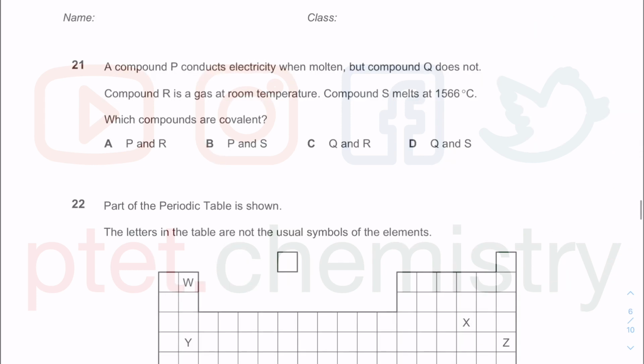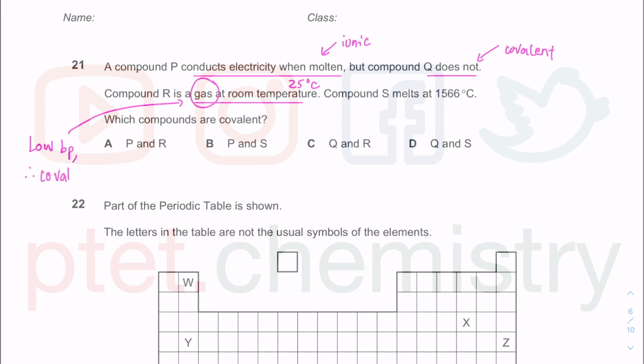Question 21, so one compound conducts electricity when molten, but compound Q does not. So this must be covalent, and this must be ionic. Compound R is a gas at room temperature. Room temperature means 25 degrees Celsius. You learn this under states of matter, solid, liquid, and gas, topic 1, as well as your lower secondary science before you go up to upper secondary. Gas, it already boils at 25 degrees Celsius, so it's got a low boiling point.